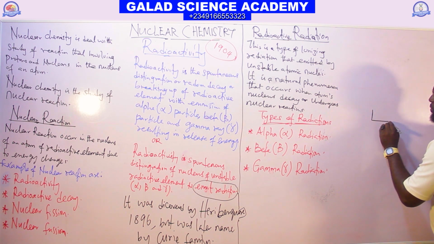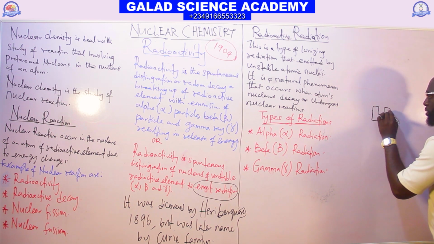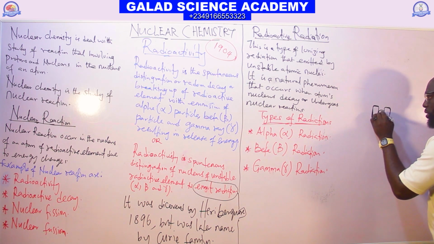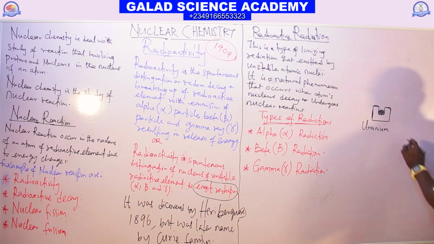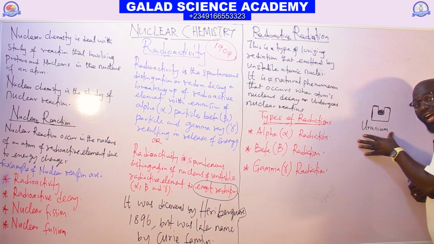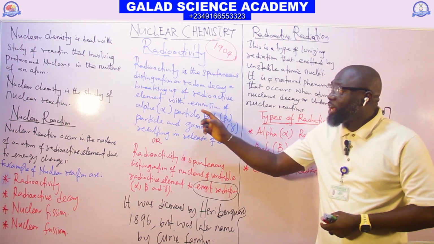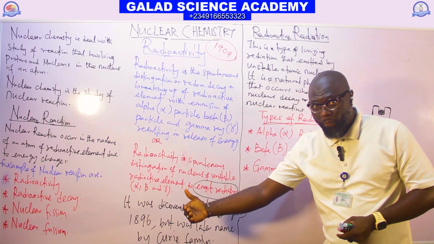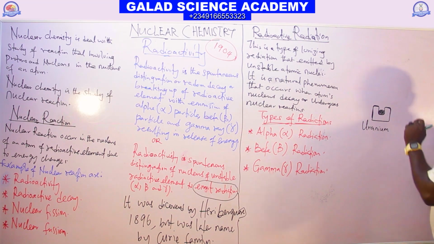This is uranium salt with its own nucleus. This uranium is a radioactive element. So all radioactive elements undergo radioactivity, and they will emit radioactive radiation with energy. Good. So we have uranium, this is uranium salt.